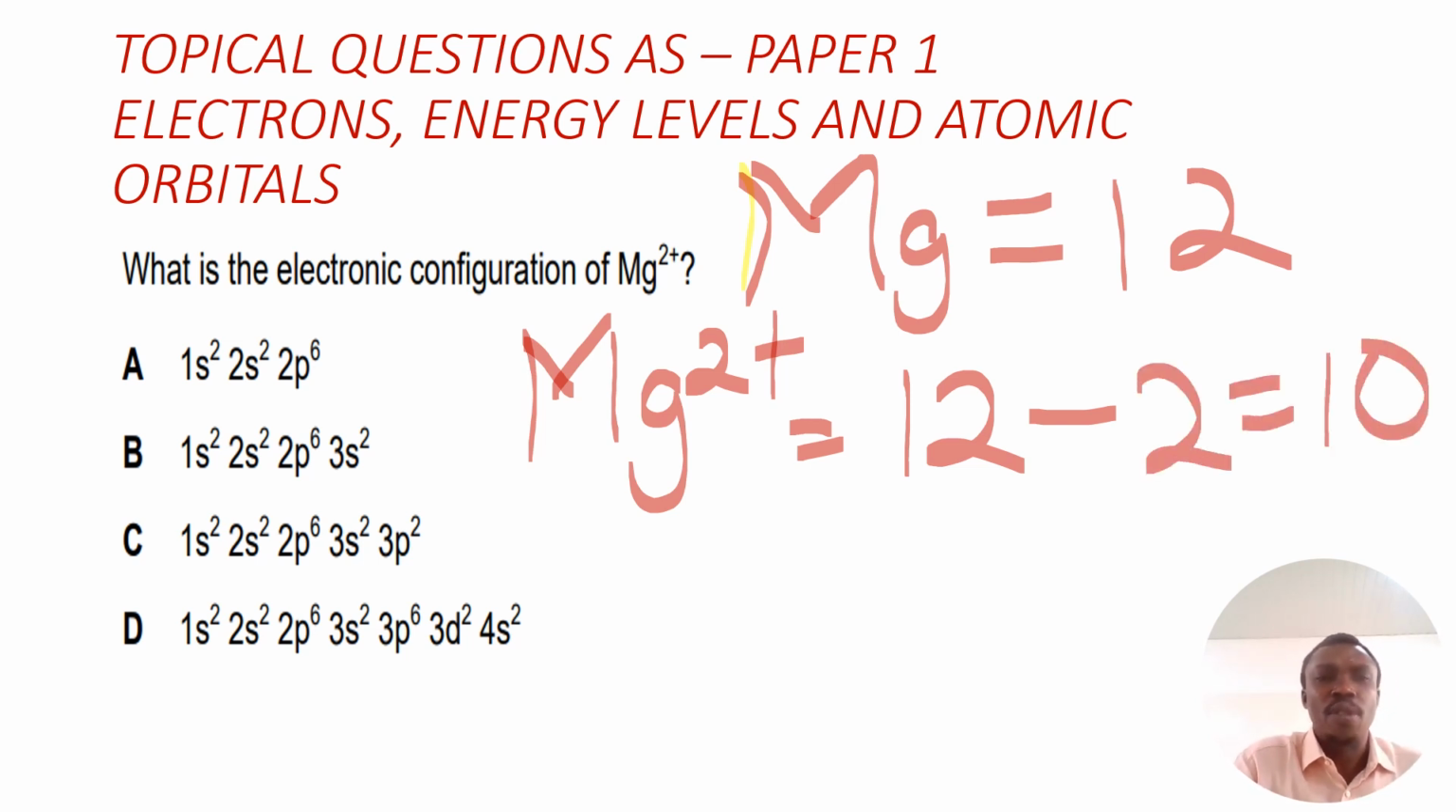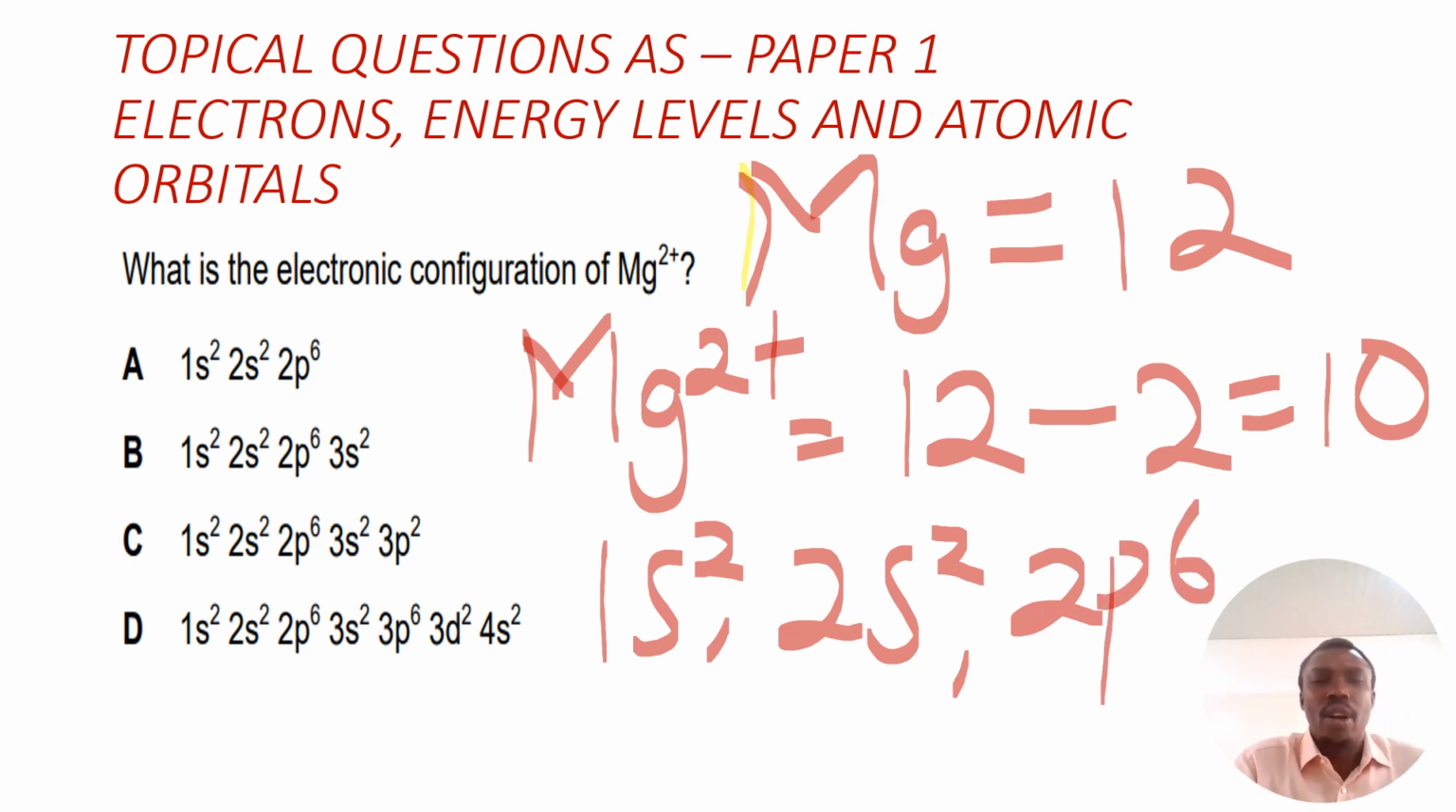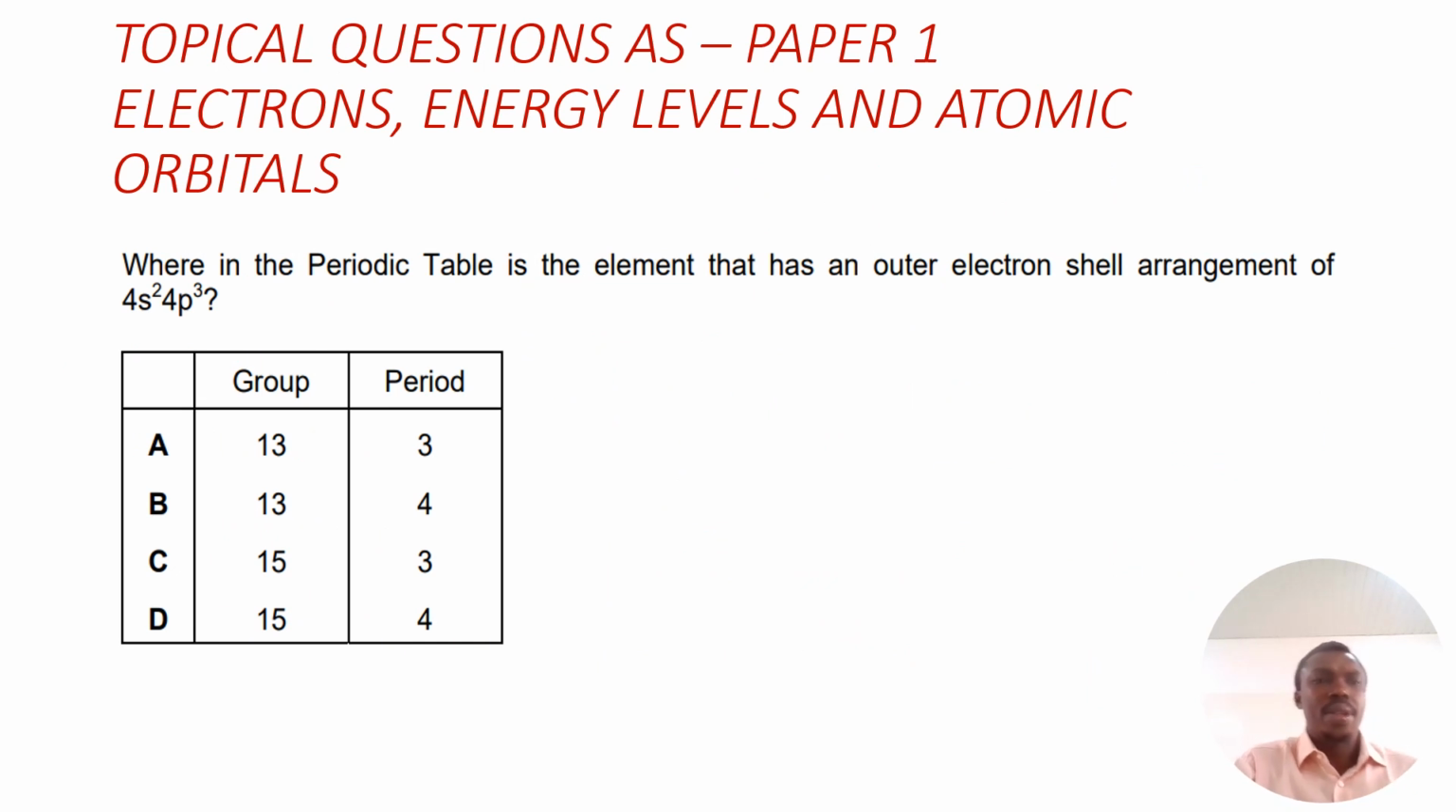So the electronic configuration of magnesium ion is what? 1s2, 2s2, then 2p6. So the correct answer to this question is A. It's as simple as A, B, C.